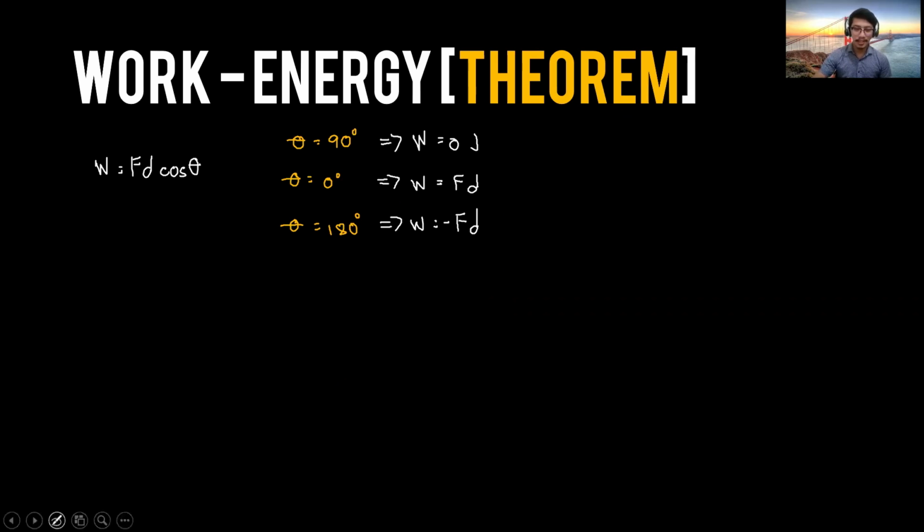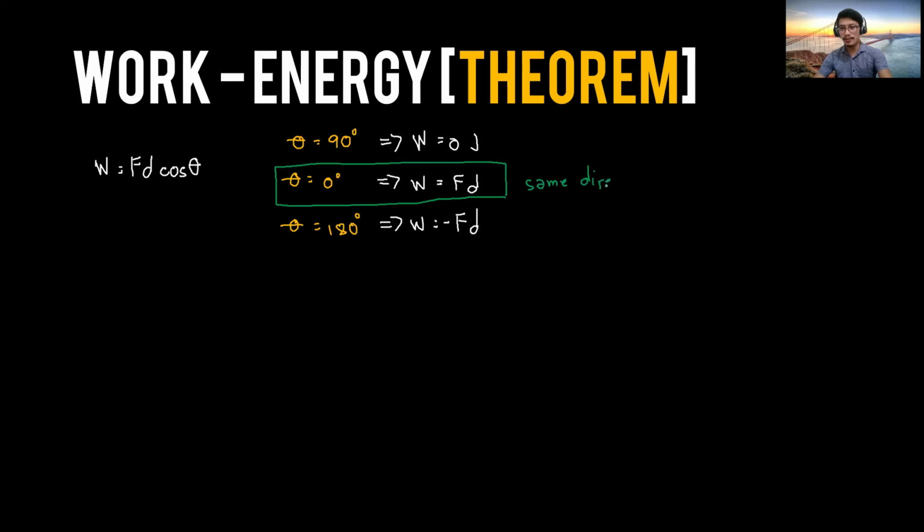Okay, so for the simplicity of our discussion, we will just consider force and displacement acting in the same direction. That means theta between force and displacement is 0 degrees. So if they're acting in the same direction, work will be equivalent to force times displacement, because that's the definition of work.